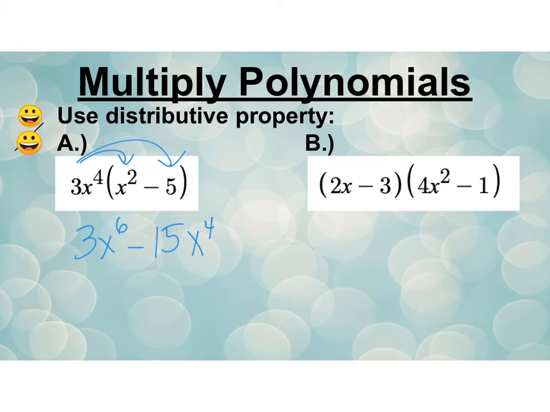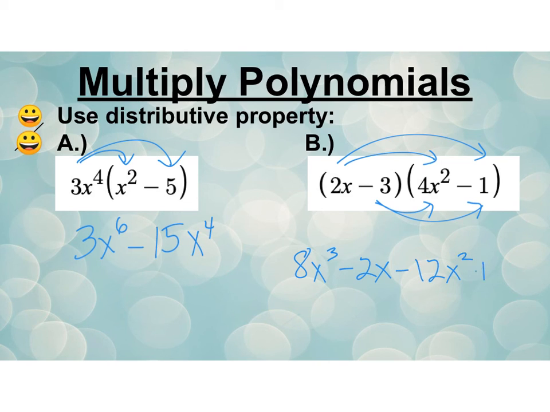With this binomial times a binomial, you need to make sure the 2x goes to everything. So I get 8x cubed minus 2x, and then the negative 3 has to go to everything for minus 12x squared plus 3. I'm going to put my final answer in standard form, rearrange it a little bit. Oops, that's a 3.